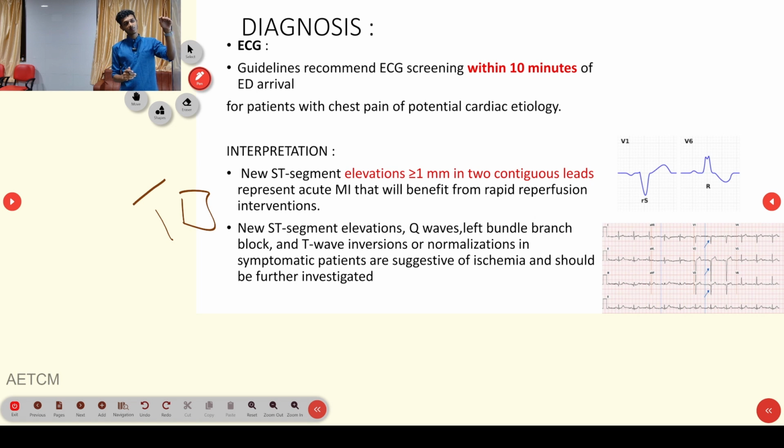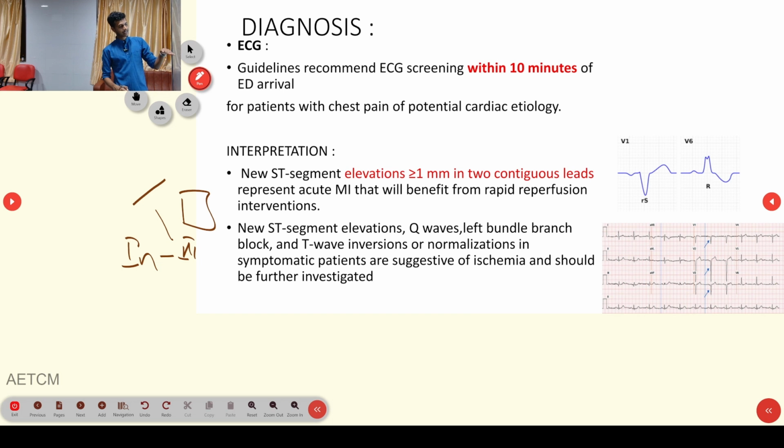If it is elevated more than or equal to 1 millimeter in two contiguous leads, that indicates myocardial infarction. Two contiguous means, for example, in inferior wall MI you can see the changes in lead 2, lead 3 and AVF. So those are the contiguous leads. If there are such changes, you can remember that it is myocardial infarction, so the person needs reperfusion therapy.